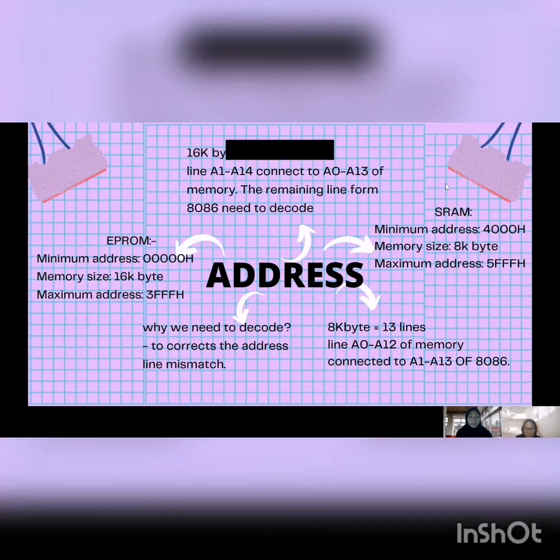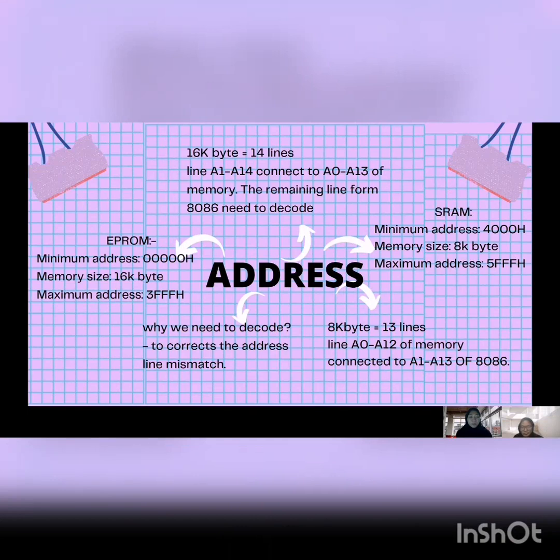So for the address determination, first for the EEPROM, the minimum address was obtained from the coding, as the static address for the coding is 00000 hexadecimal. Next, for the memory size, we choose 16 kilobytes as we think it will be sufficient for our system. For the maximum address, we calculate using the formula: maximum address equals minimum address plus memory size minus 1, and we will get 3FFF hexadecimal.